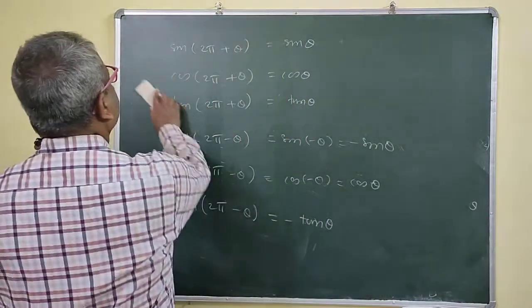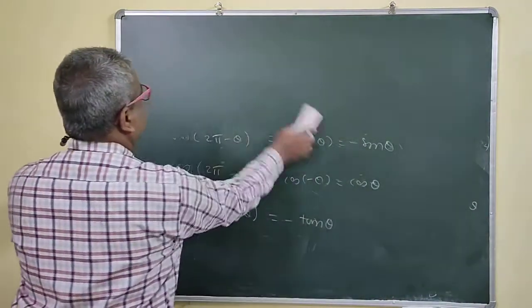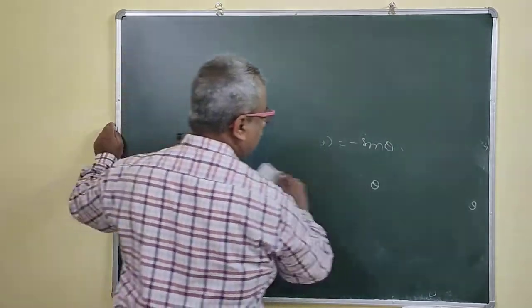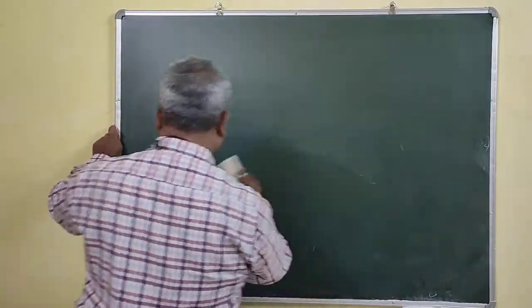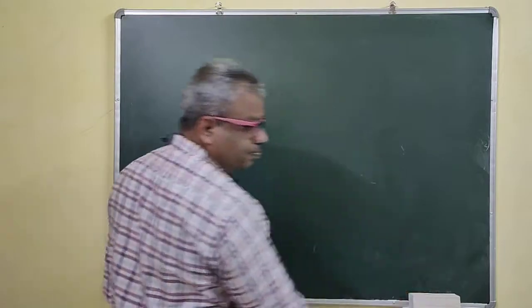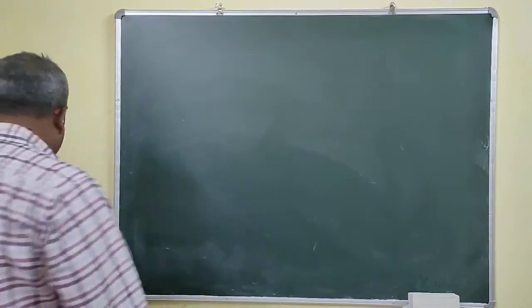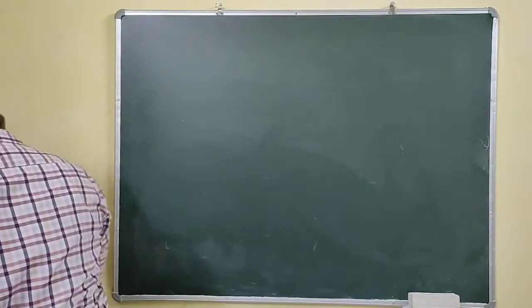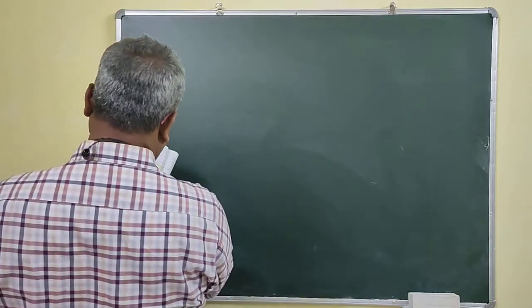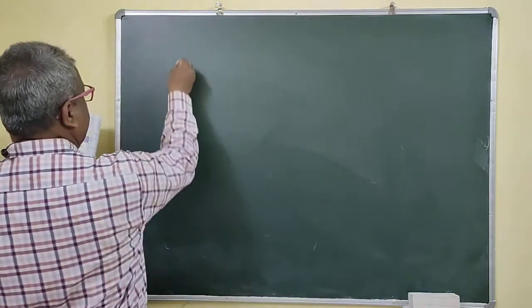So this is the trigonometric ratios of the allied angles. Right? And 2 pi is also an integral multiple of pi by 2. So therefore they are called allied angles. We'll see some examples. Find the value of sine 495 degree.